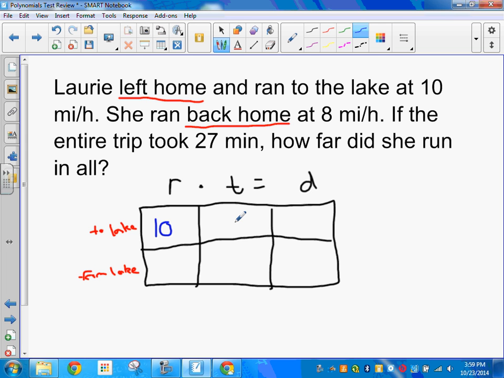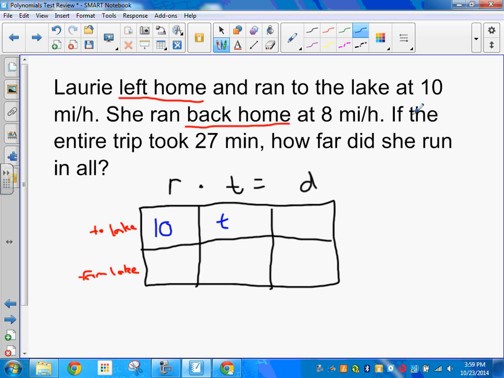Now, how much time did it take? Well, I don't know. I know that the whole trip took 27 minutes, but do I know how long it took specifically to get to the lake? I don't. So I'm going to call that t. I could have called that x, no big deal. And before finding the distance, I'm going to move on to the next one. I'm going to find the distances at the same time.